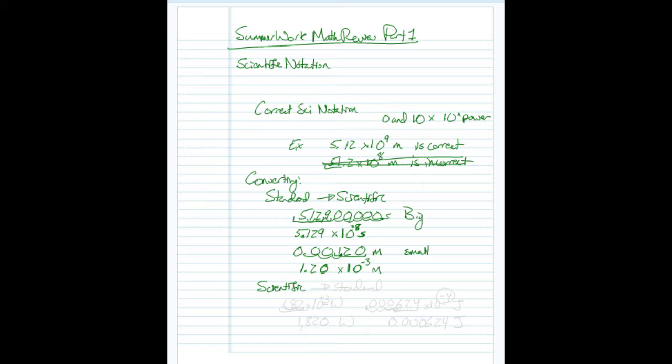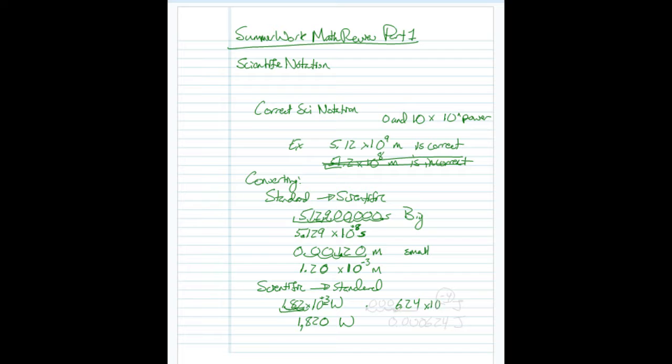Going from scientific over to standard notation. If I have a number like 1.82 times 10 to the 3rd watts, we're going to do the same thing we did before. Copy down all of our significant digits. We have a 1, an 8, and a 2. Then we're going to take our decimal and move it 3 times. Because this is a positive 3, that means it's a big number. So we're going to be moving it to the right, because when we move the decimal to the right, it gives us a big number. 1, 2, 3. So that will give us 1,820 watts.